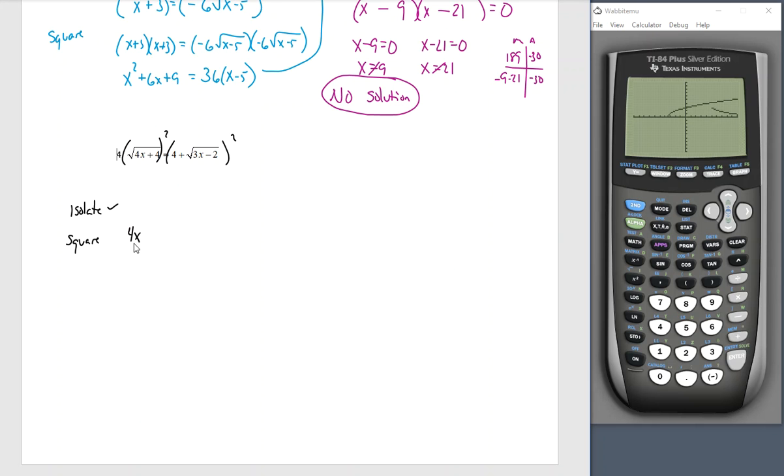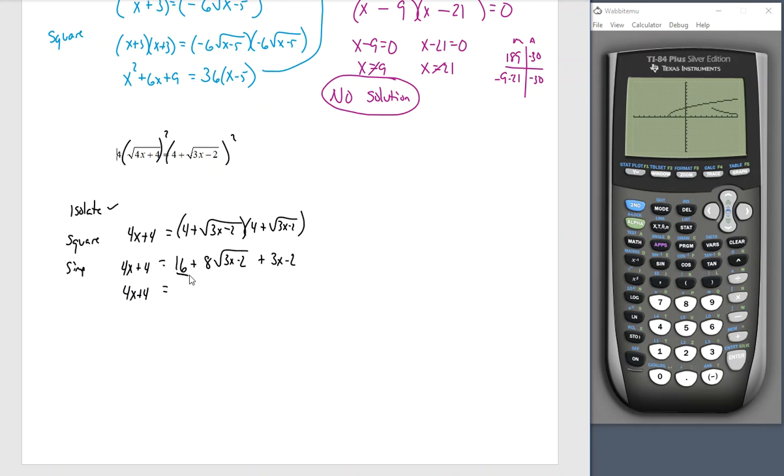We're going to isolate both sides, and then we're going to square both sides. So when we square both sides, on the left, it's easy. It's 4x plus 4. On the right, remember, that's 4 plus the square root of 3x minus 2 multiplied by 4 plus the square root of 3x minus 2. And we simplify. So 4x plus 4, right? The isolated one's always the easy one.